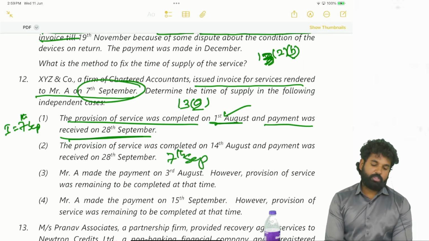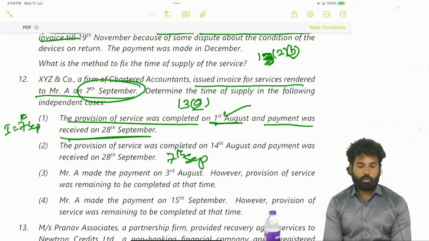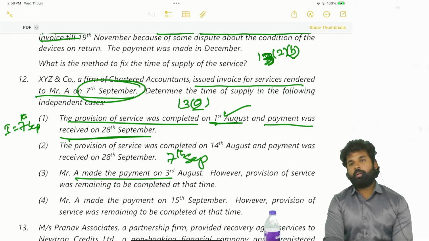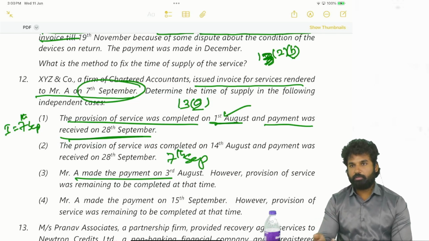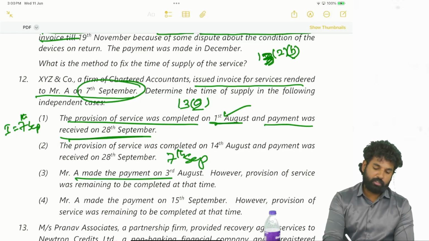Next, Mr. A made the payment on 3rd August. However, provision of service was remaining to be completed at that time. Okay, 3rd August they have made the payment. So whatever it may be, whether invoice issued within time or not, if the payment is made earlier, date of payment will come. In both the cases, whichever is earlier is there. So that's why the date of payment is the earliest date. So that's why 3rd August.